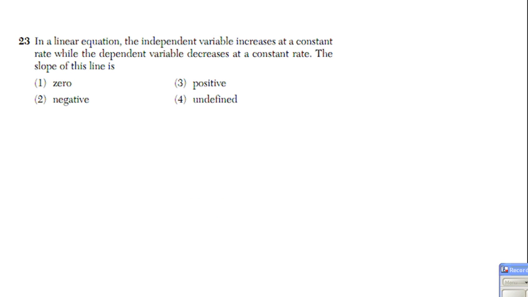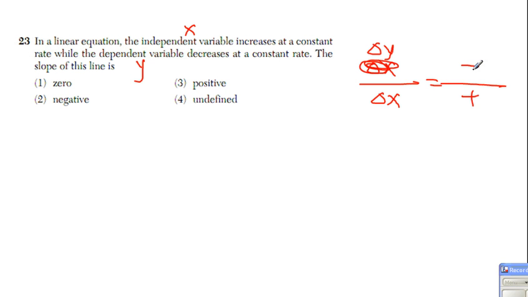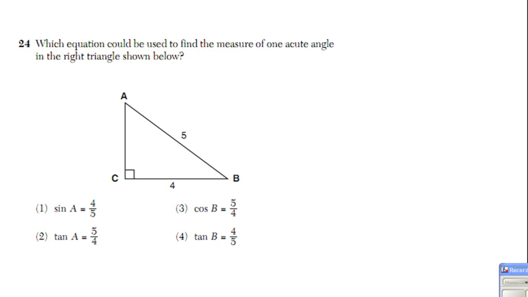Alright, here number 23. Independent variable simply means x. X increases at a constant rate, while the dependent variable, that means y, is decreasing. What's happening then in the slope, change of y over change of x? Now, y decreases, that means it's negative. X increases, that means positive. So we'll end up getting a negative slope.